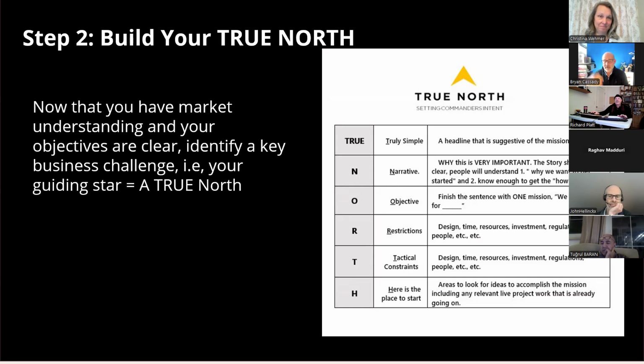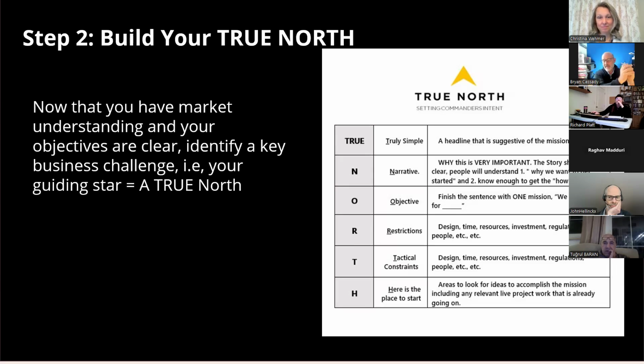True North is an acronym, but it works out very well. It starts with N, which is a narrative. Tell me the story about what you want to do. We want to build a new ready-made beverage for the Brazilian market that does the following things and appeals to the following people. Our objective is something that doesn't fail. Our restrictions is something we can test pretty quick. Our tactical constraints is we have to work within the following area. We give it some ideas to start and we simplify the whole thing.